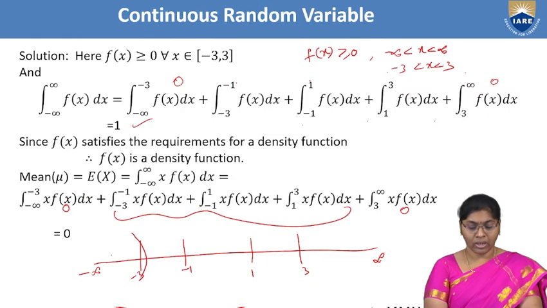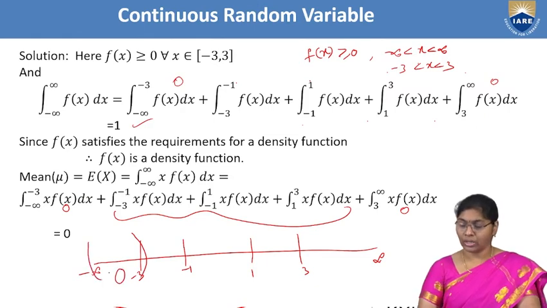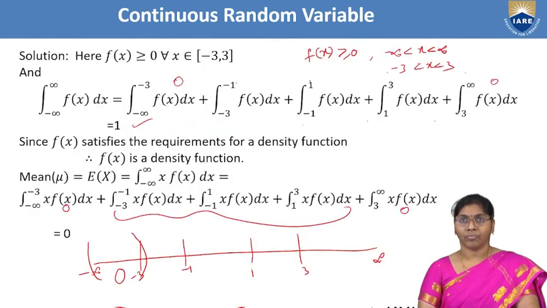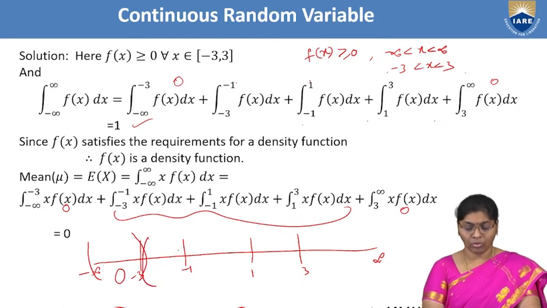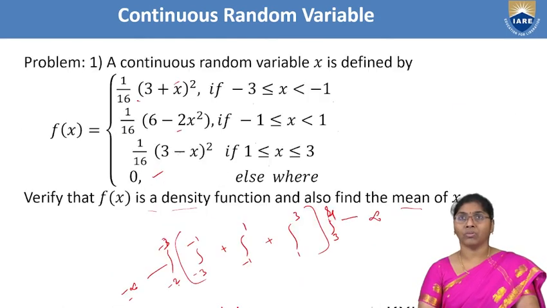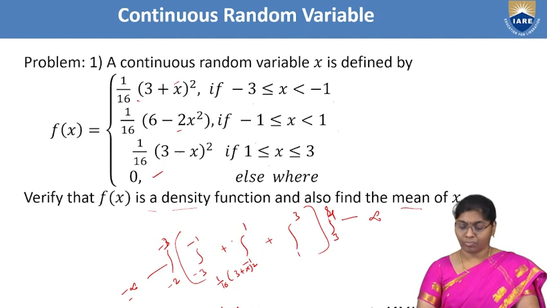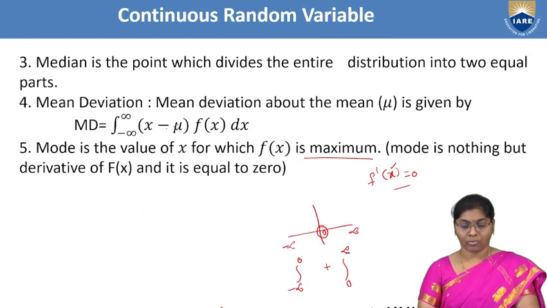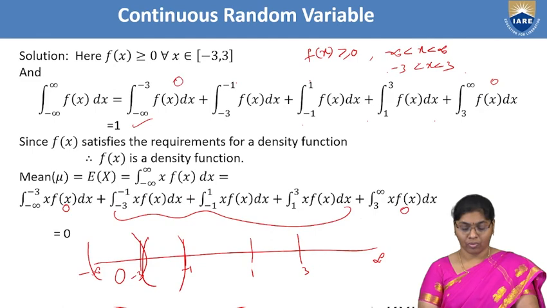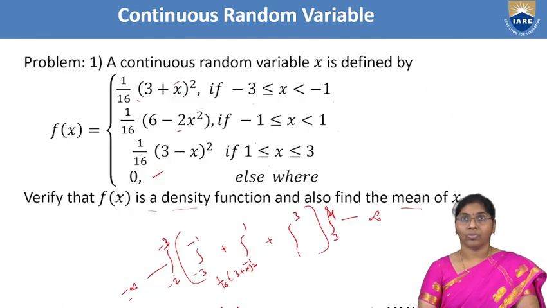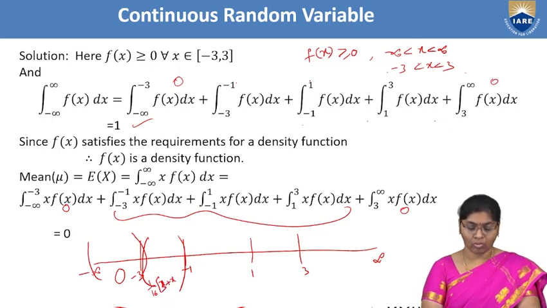Here, this area to this area total is 0. Earlier they were given like that only. Next, this part, minus 3 to minus 1. Minus 3 to minus 1 is 1 by 16 into 3 plus x whole square. And the next one, 1 by 16 into 3 plus x whole square.